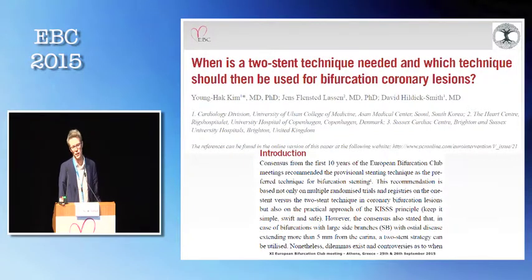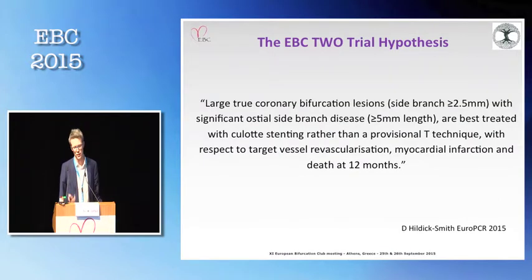However, the consensus did state that in cases of bifurcation with large side branches with ostial disease extending more than 5 millimeters, a 2-stent strategy could be utilised. However, of course, this has been addressed by the EBC 2 trial. You can see the hypothesis there, trying to address this group particularly.